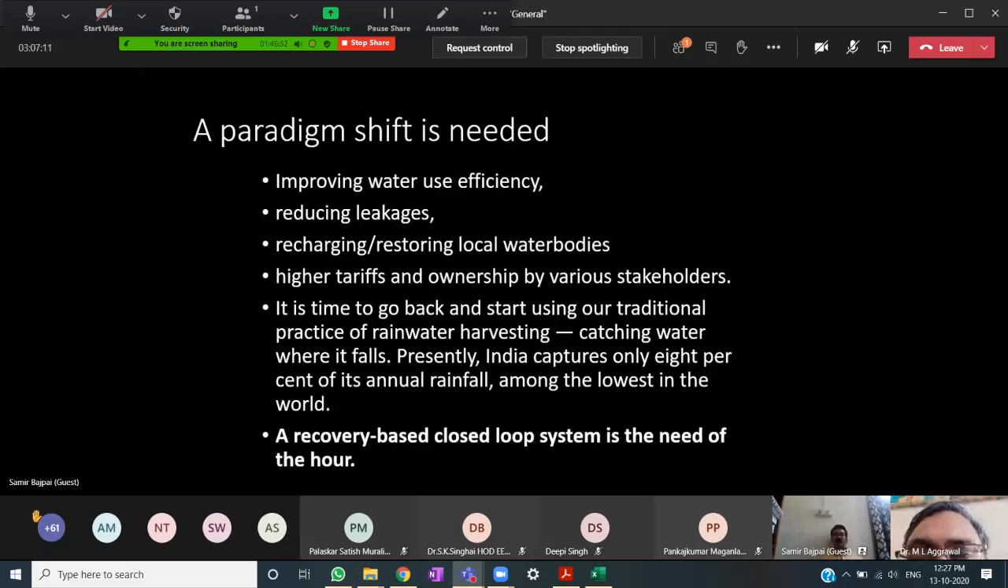Then you have to go for solid waste management also. Solid waste management again, a lot of legislation has come, particularly in 2016. You have actually different types of solid waste. You have different types of rules.